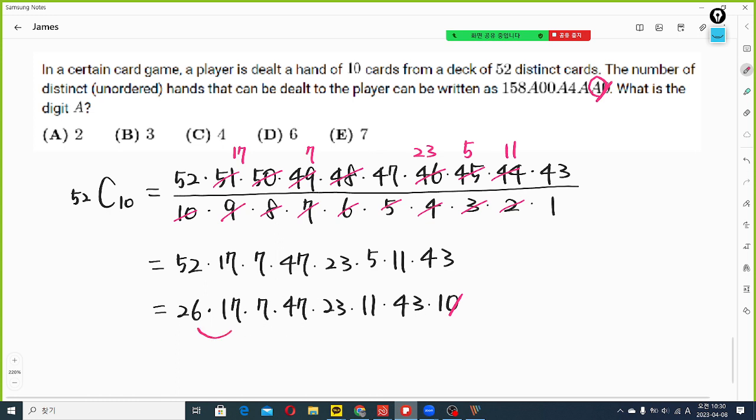So 6 times 7 is 42. 2 times 7 is 14, so 4. 4 times 7 is 28. 8 times 3 is 24. 4 times 1 is 4. 4 times 3 is 12. So the last digit will be 2. So the answer is A.